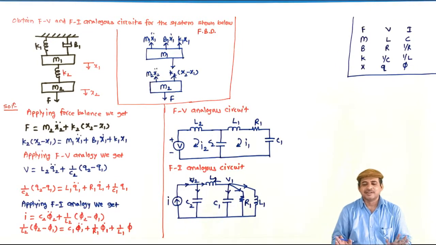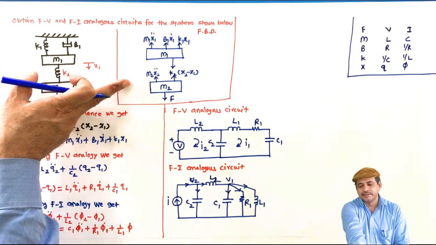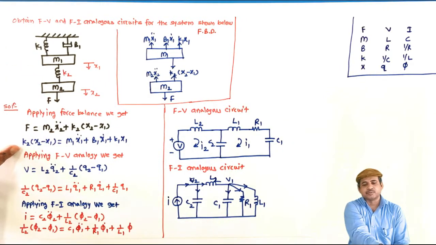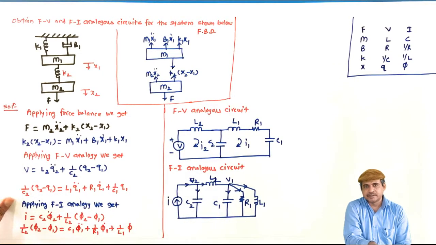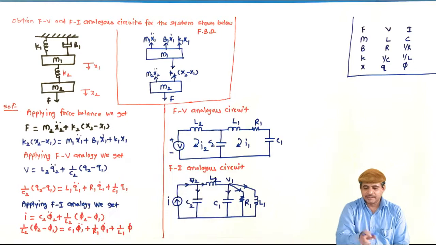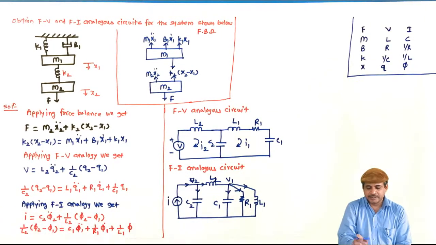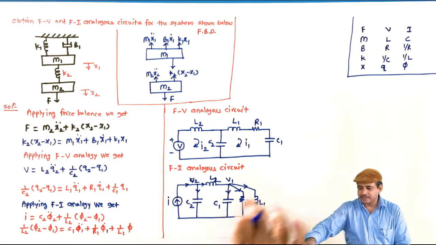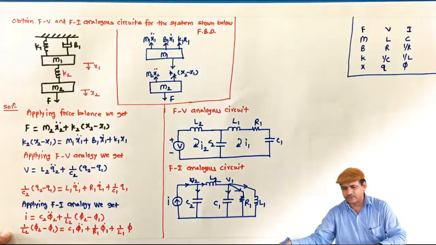Very simple. So what is the procedure? For the given mechanical system, draw the FBD and write down the mechanical equations. For the obtained mechanical equations, apply the F to V analogy to get these equations. From these equations, obtain the circuit. Then apply the F to I analogy, get these equations and draw the circuit. Very simple. Let us solve one more example.